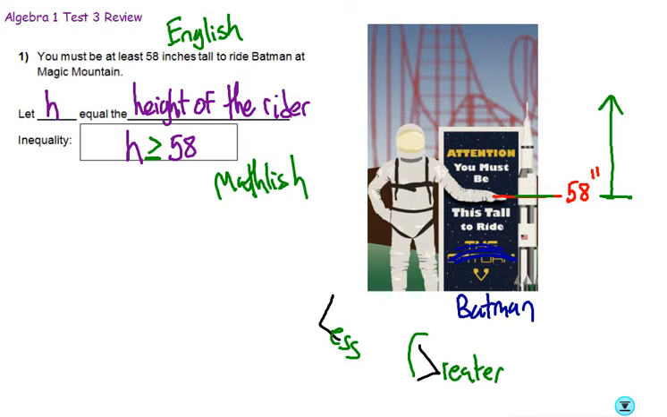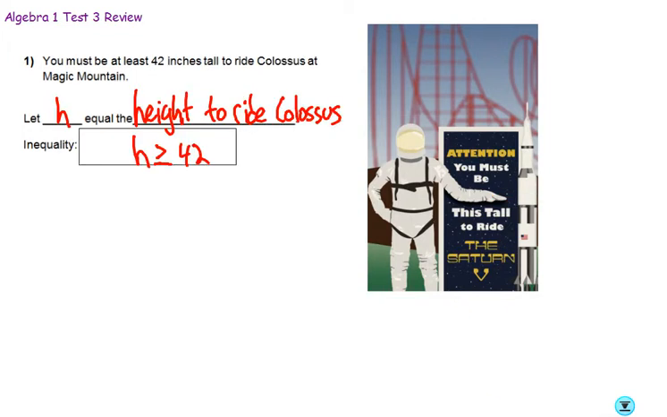All right, so let's go ahead and check your work. The one on the right should have got let h equal the height. And I worded it slightly different because I wanted you to see that it doesn't have to be one exact way of writing it. So I wrote the height to ride Colossus. On the other one we said height of a rider. So there's not just one way to say it as long as we're communicating the idea, but it would be greater than or equal to 42 inches. All right, so that finishes number 1. Let's move on to number 2.